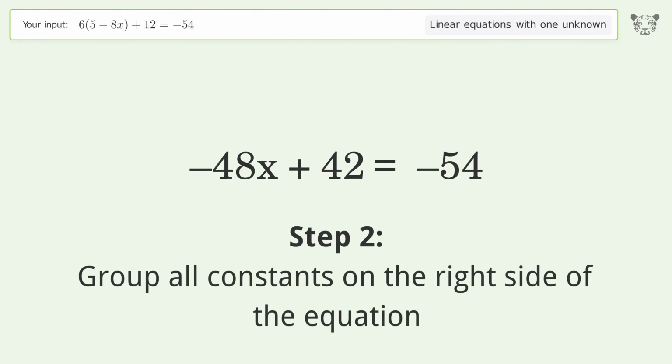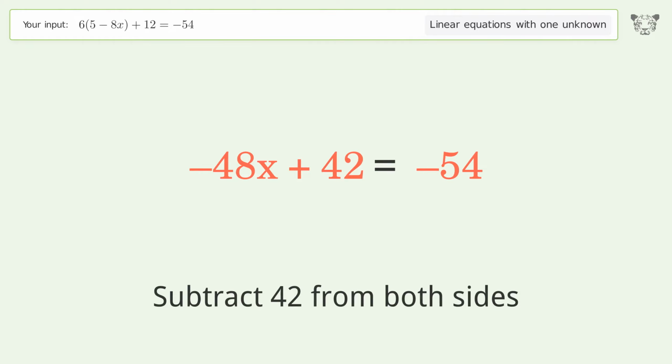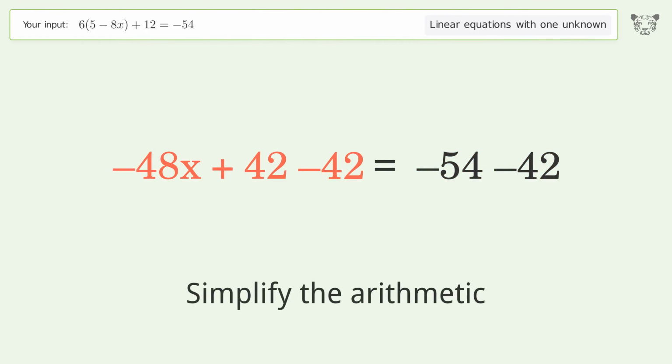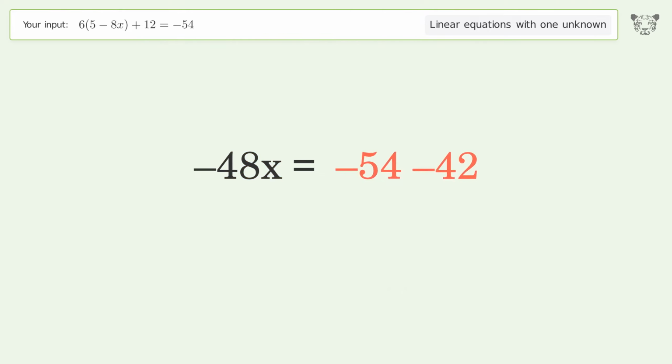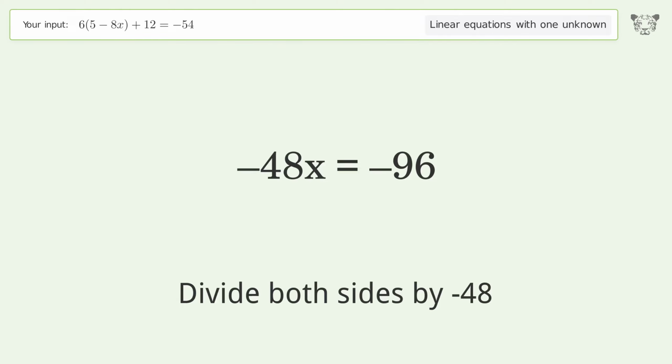Group all constants on the right side of the equation. Subtract 42 from both sides. Simplify the arithmetic. Isolate the x. Divide both sides by -48.